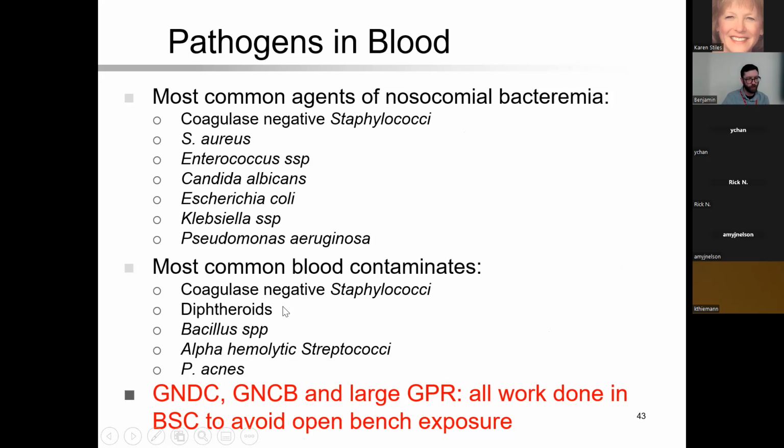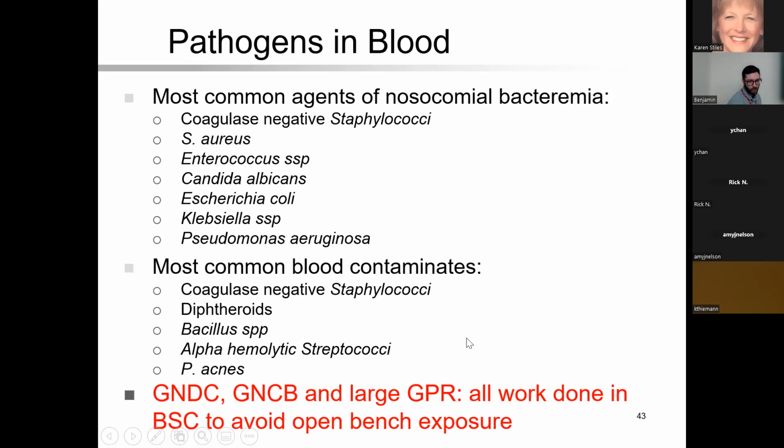Common contaminants are your diphtheroids, which are your palisading, Stonehenge-like gram-positive rods. Bacillus are large, boxcar-shaped gram-positive rods. Your alpha hemolytic strep would be your strep pneumo, strep viridans. Propionibacterium acnes are little gram-positive rods.